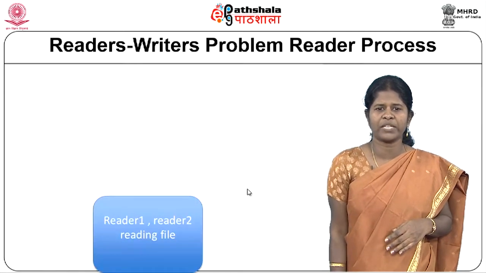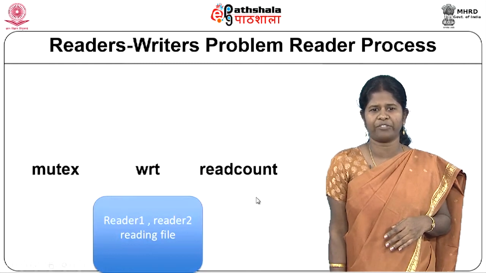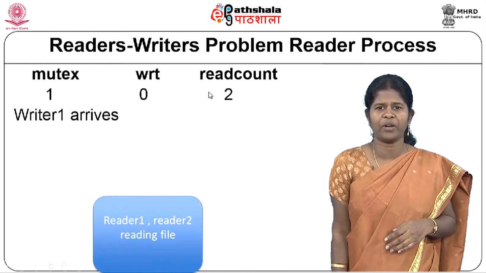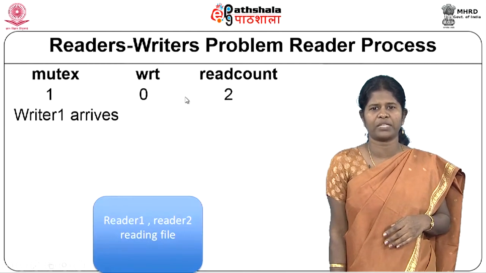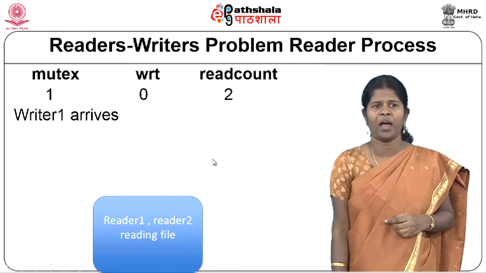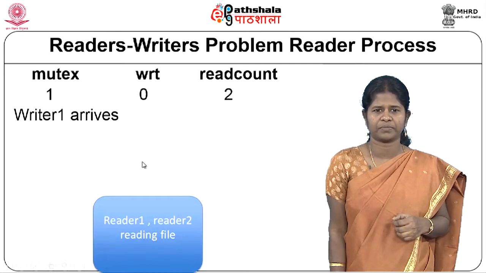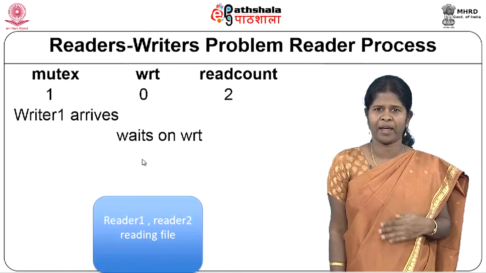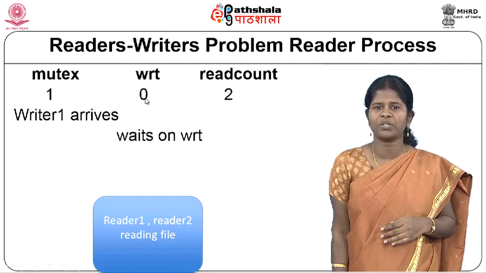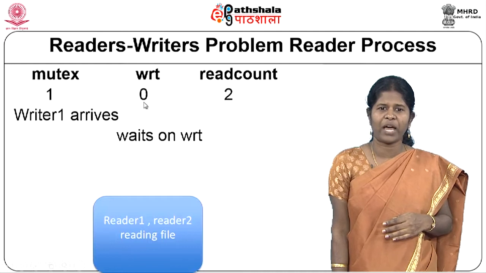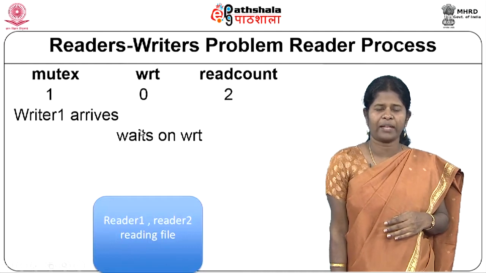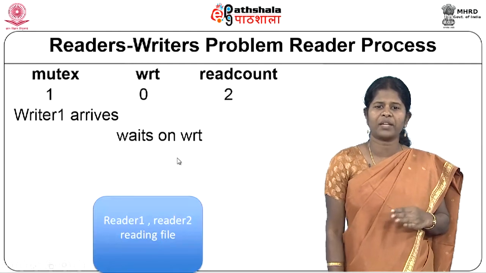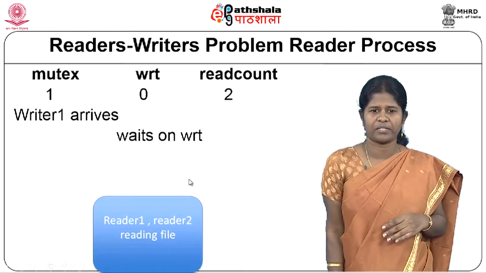And now there are two processes, reader 1 and reader 2, both reading the file. So, the values of mutex, WRT and read count will be: mutex is 1, WRT is 0 and read count is 2. And now a writer process arrives. The writer process will have to wait on WRT and then write and then signal. But when it executes wait on WRT, it finds that the value of WRT is 0 and hence it waits on that semaphore, it will not write now. Unless reader 1 and reader 2 finish reading, it cannot write.